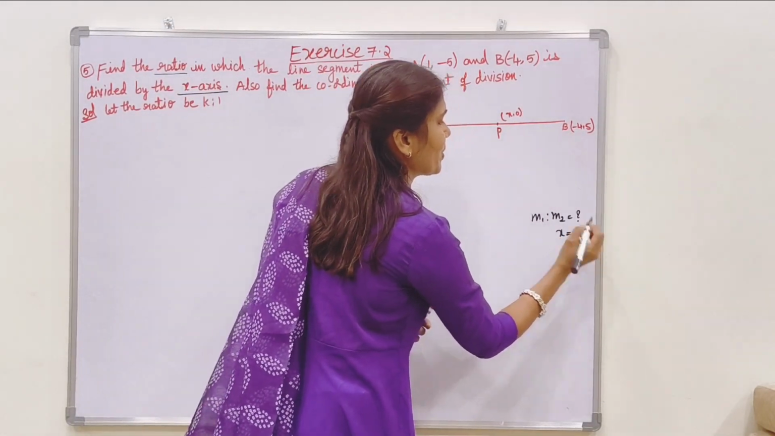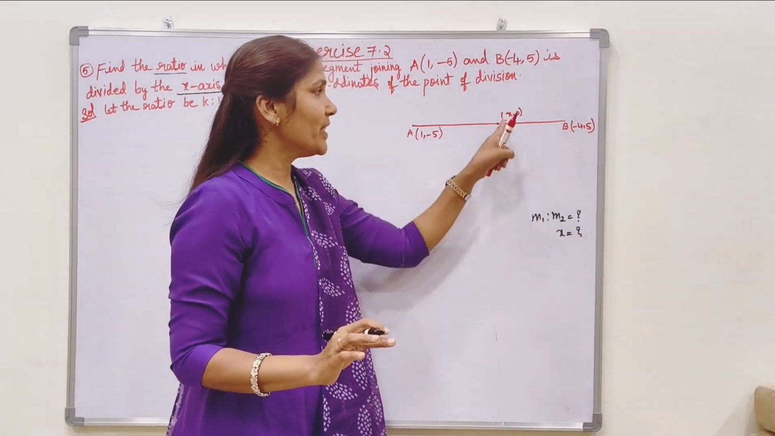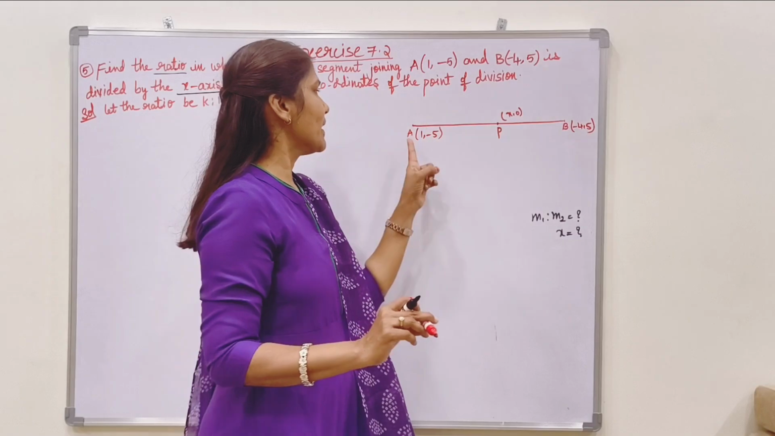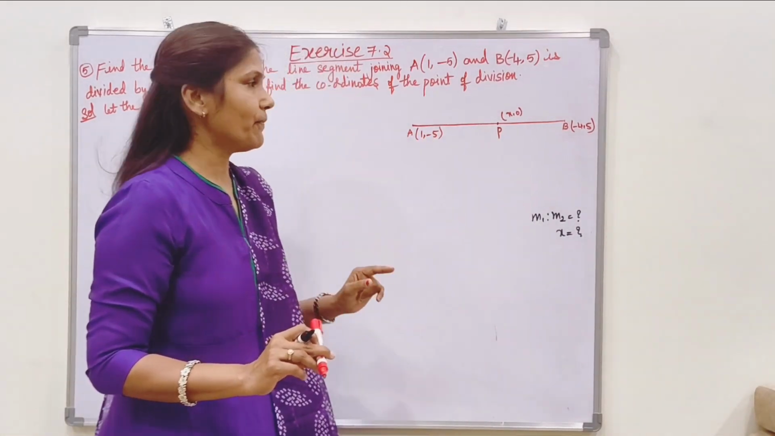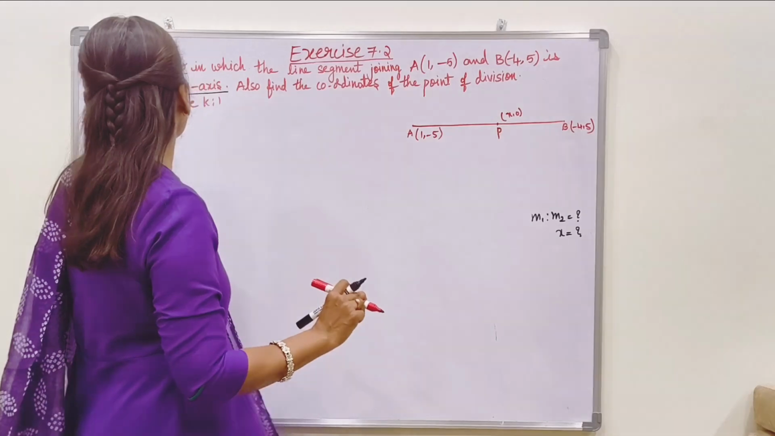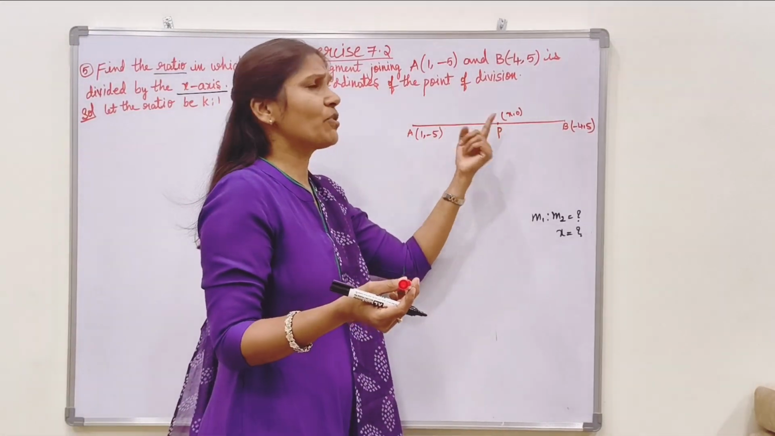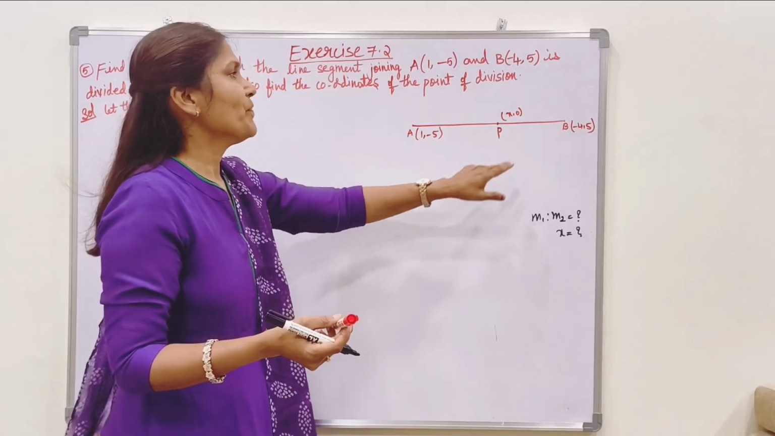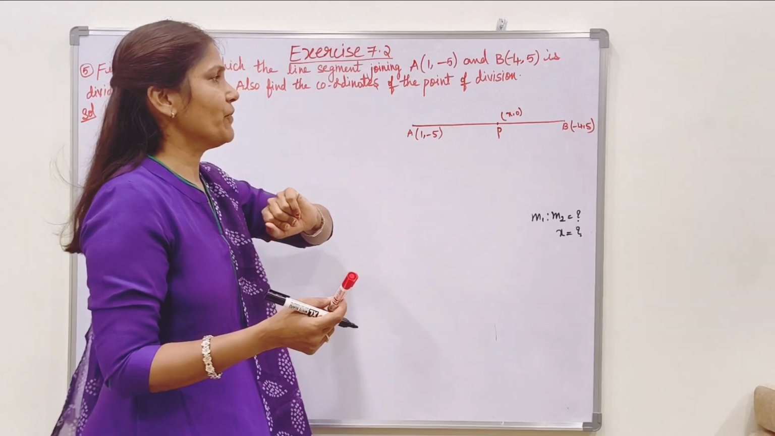This is the question mark. 2 question marks. M1 is to M2 is the question mark. This x is the question mark. Once again I will repeat. See, one line segment is there. A coordinates 1, minus 5. B coordinates minus 4, 5. And this is divided by the x-axis. X-axis dividing means it is the coordinates we will think and we will take. What are the coordinates? X, 0. So this is the 0. This value you know. So this x value we have to find.